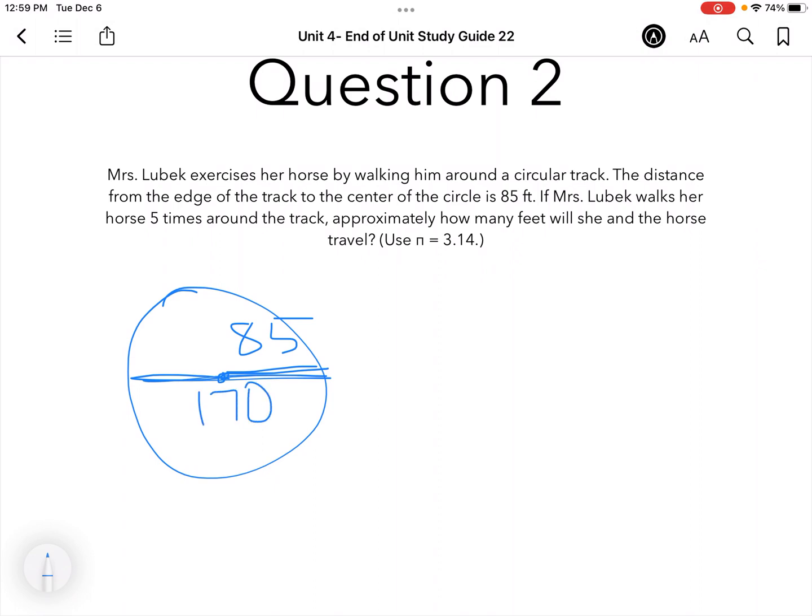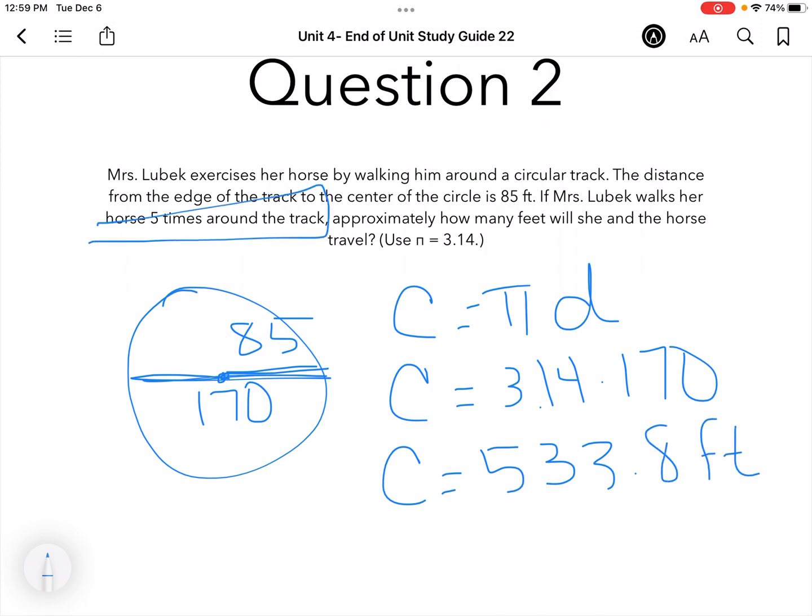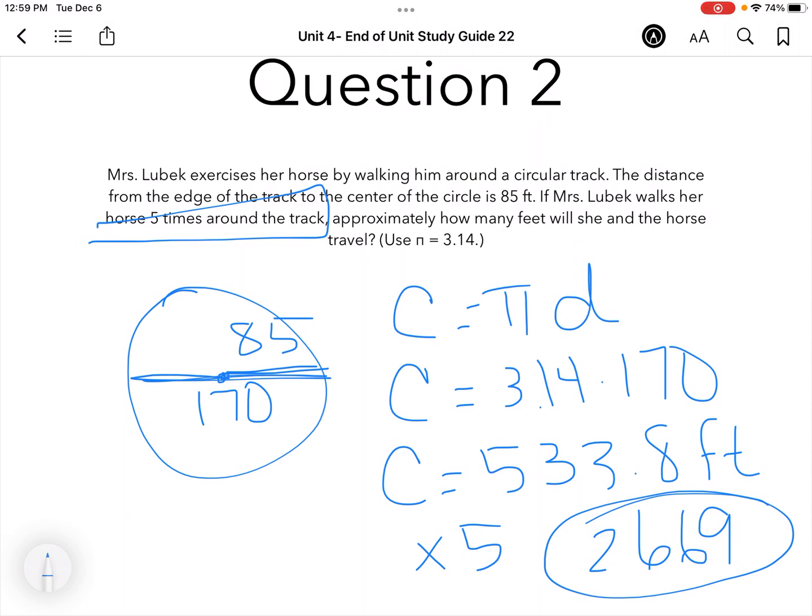So I get 170. My formula is C equals pi times diameter, because we're talking about circumference. C equals 3.14 times 170. So in my calculator, I'm doing 3.14 times 170. And I get 533.8 feet. But then it says that they go 5 times around. So I'm going to multiply by 5. And I get 2,669 miles. Or not miles, feet.